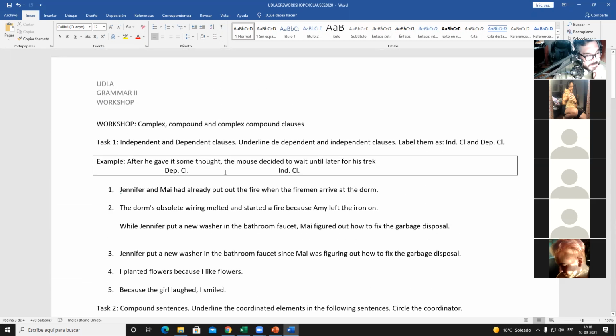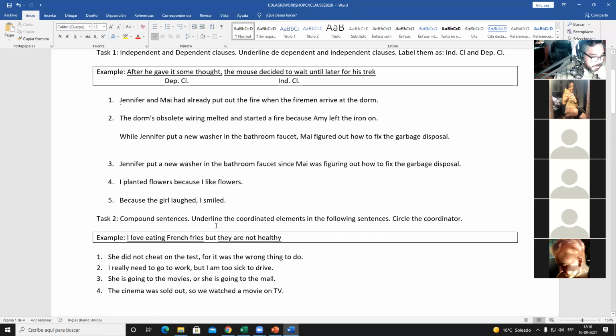Vamos a revisar a lo menos el ejercicio 1 ahora. ¿Ya? A lo menos el ejercicio 1 y vamos a ocupar el ejercicio 2 para revisar coordinación. Son las 12:18. Vamos a tomar un break de 15 minutos y volvemos a las 12:35.